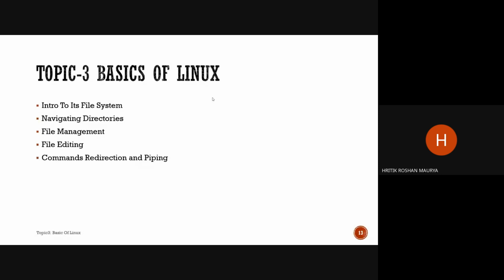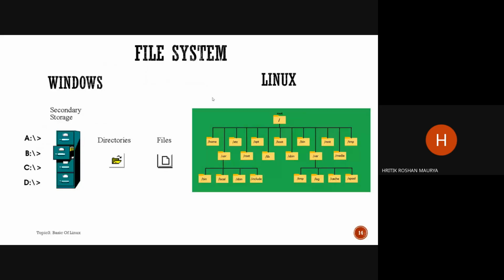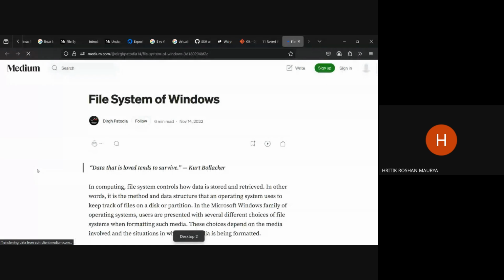Okay, so let me move to the basics of Linux. So now we will understand. Just like Android system is different and Windows system is different, exactly like that Linux is different and Windows is different. You can say how the file system works. What happens in Windows? There is A, B, C, D.